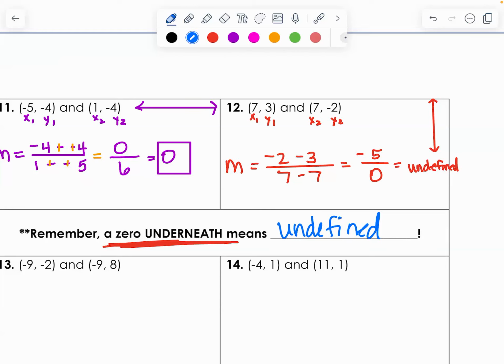Paper explodes. Calculators explode. The math police. Yeah, you don't want that.